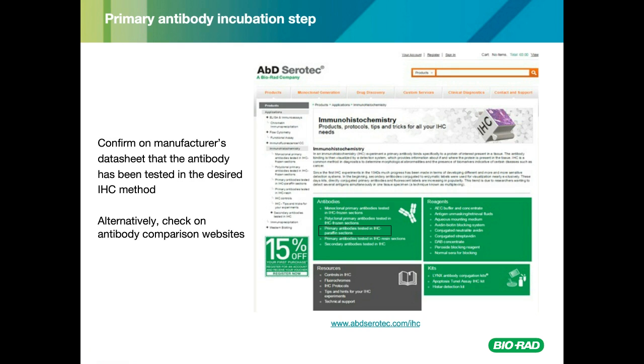Also, when purchasing antibodies, it is crucial to review the applications and the data provided by the antibody supplier. Many suppliers also sort their antibodies via the different IHC applications, as shown here for ABD Serotech's IHC paraffin antibodies. Alternatives to supplier websites include antibody comparison websites, such as CiteApp, which now lists over 2.5 million antibodies.